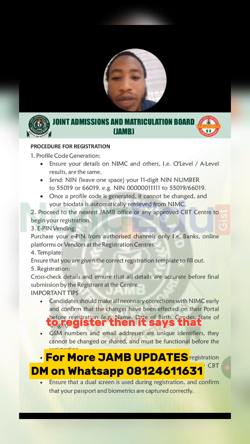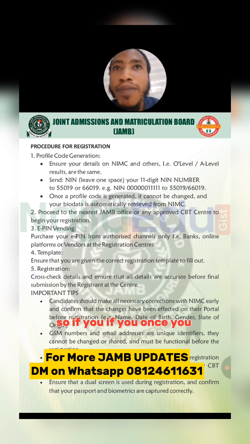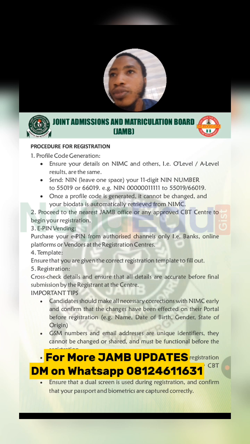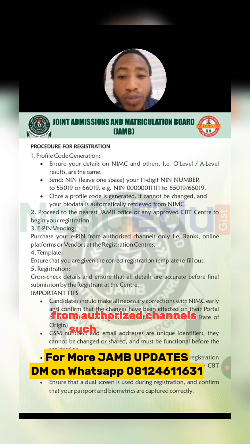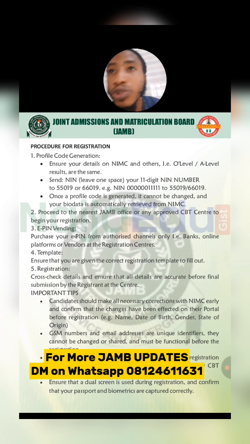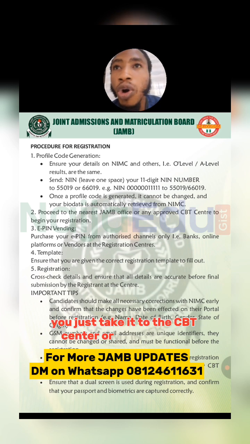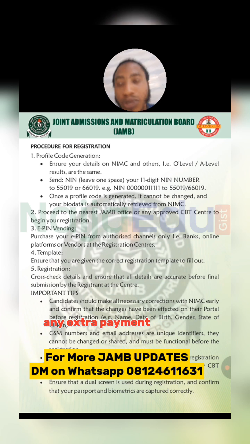Then the next one says you get your e-pin, which is the pin that you will use to do the registration. So once you make payment for the registration, you'll be given a pin. So you can either get this pin from authorized channels such as banks, online platforms, or vendors at the registration center. You can also contact me, Olasho of Nigeria Dogist, to get this e-pin for registration. So once you get this e-pin from me, you just take it to the CBT center or JAMB office to do your registration without making any extra payment. So that's how it works.